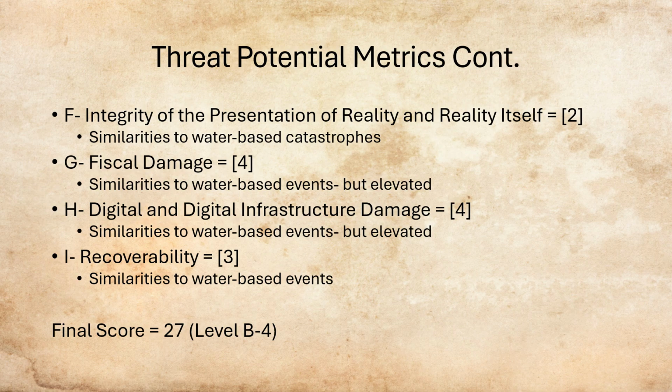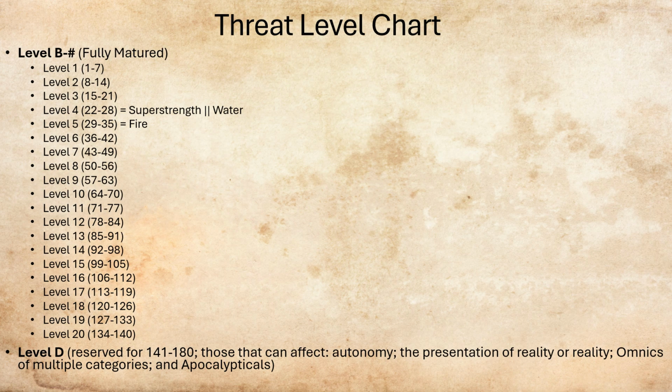H. Digital and digital infrastructure is rated at a 4 for similarity to water-based events, but elevated. And I. Recoverability is rated at a 3 for similarity to water-based events, and the final score is 27, which is a level B4. And thusly, this is where they rate on the threat level chart, and that concludes our video for today.